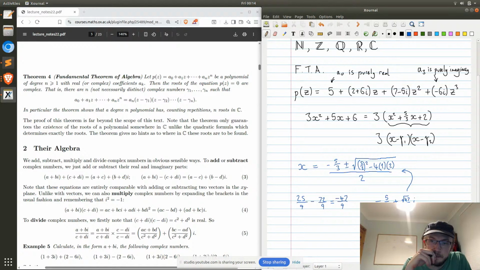Okay, so then we have the 2 roots. Now we have the 2 roots, don't we? So gamma 1 would be this, and then gamma 2 would be this.